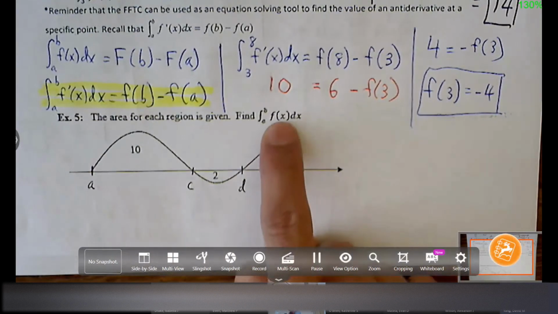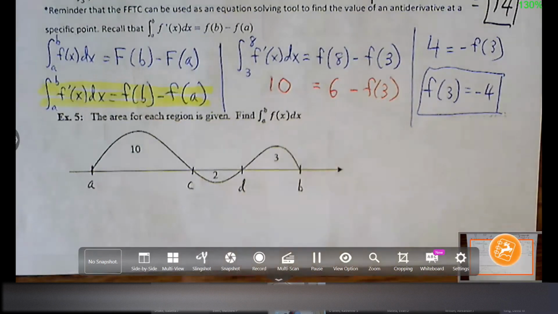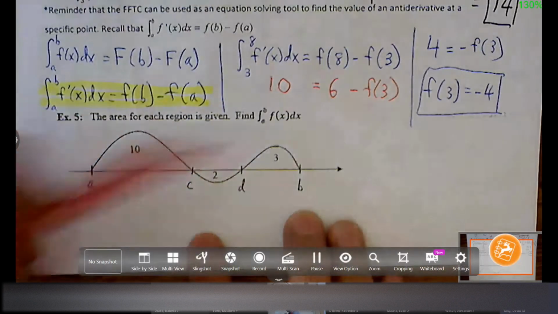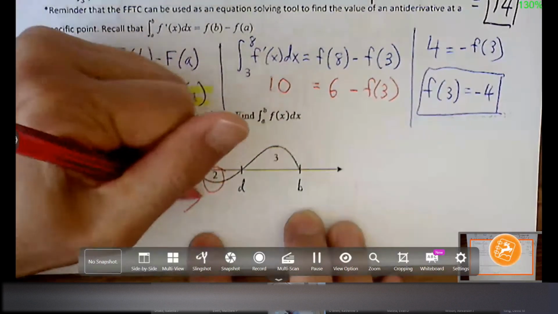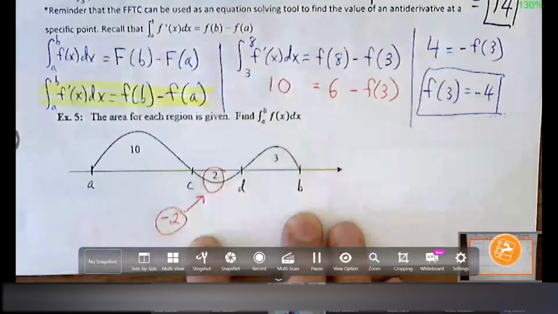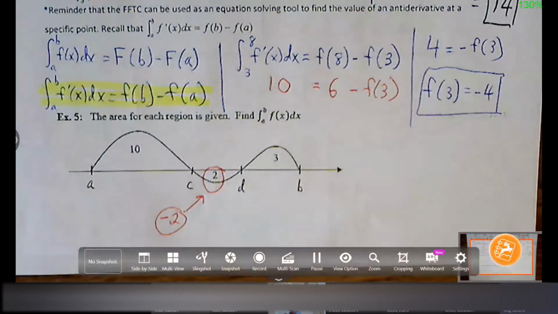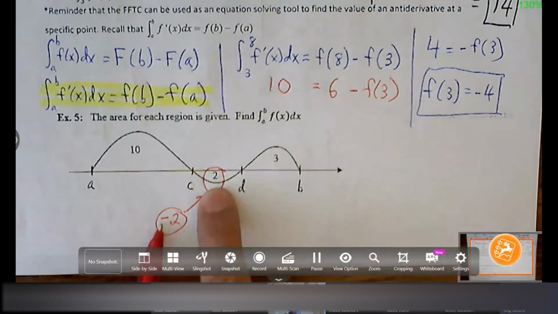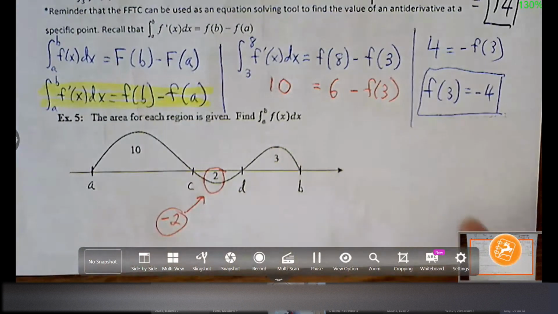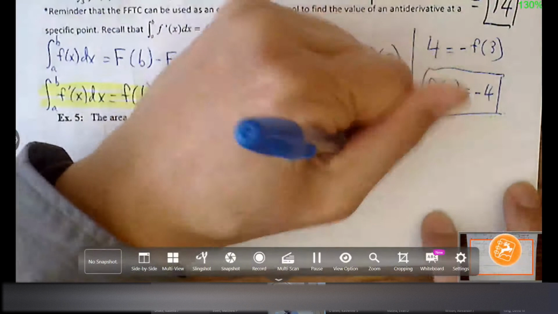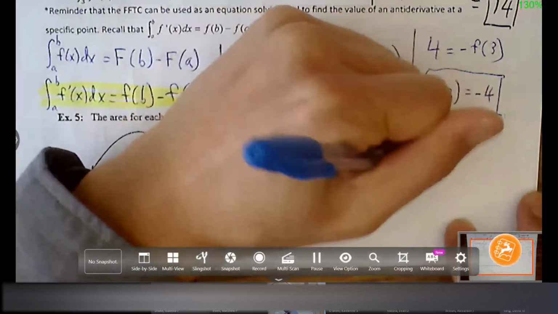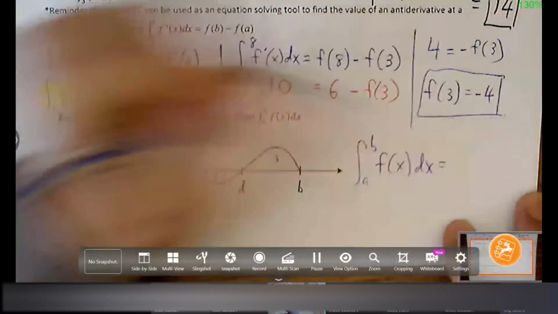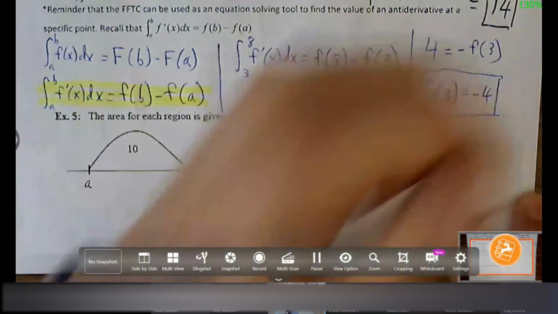But just understand that if we're dealing with a definite integral, we have to make sure that regions below the x-axis get adapted to the correct value. So anything below the x-axis, we have to convert to a negative value, because we're accumulating negative values below the x-axis. The 10 and 3 will stay positive, but the 2 becomes negative. And now we can just total those values up: 10 minus 2 plus 3.